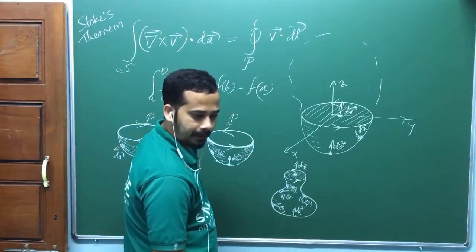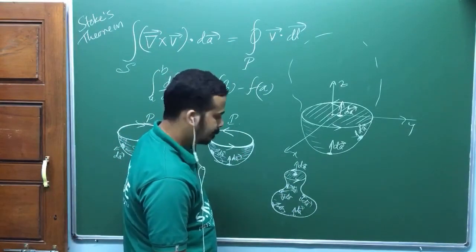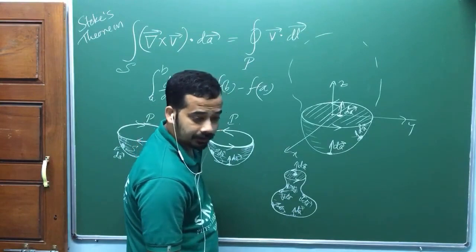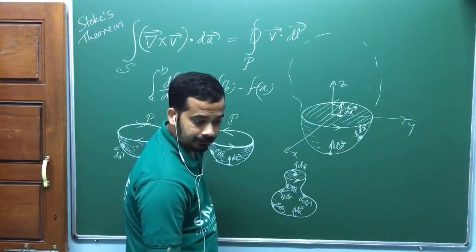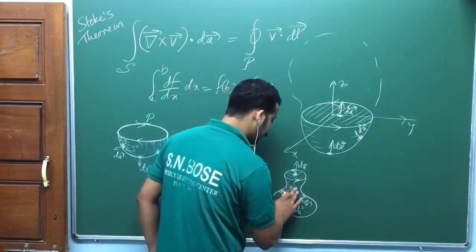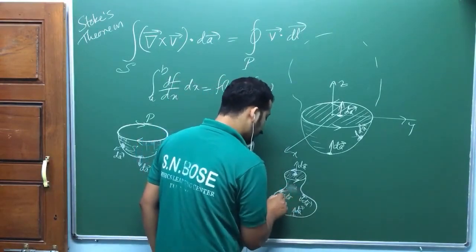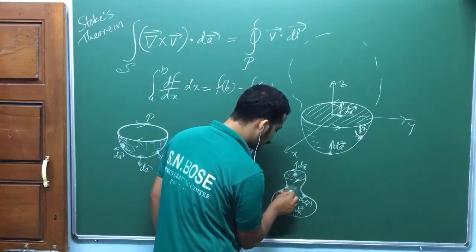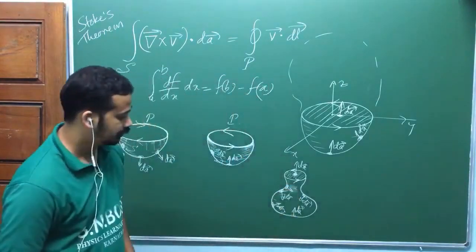Sir, the dl vector should always be perpendicular to the surface. That's why we have the dA vector. What I'm saying is, perpendicular to the surface, there are two perpendiculars everywhere. Am I right? So that's what I'm saying.